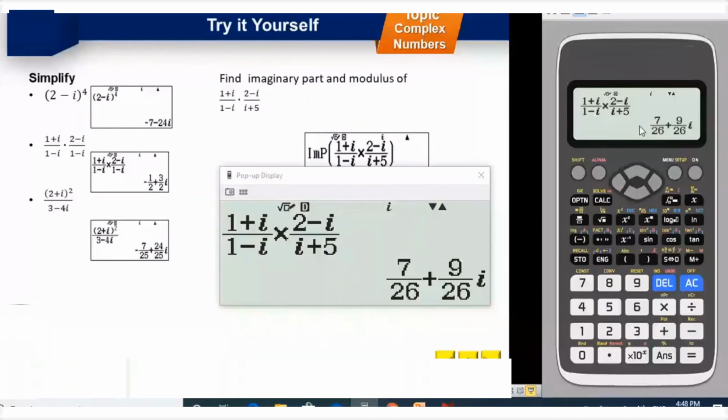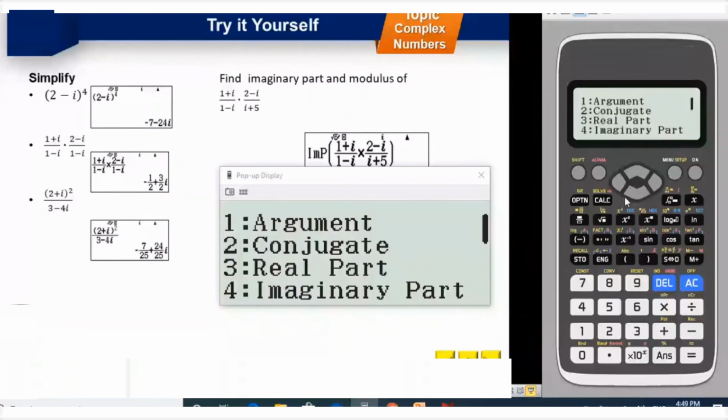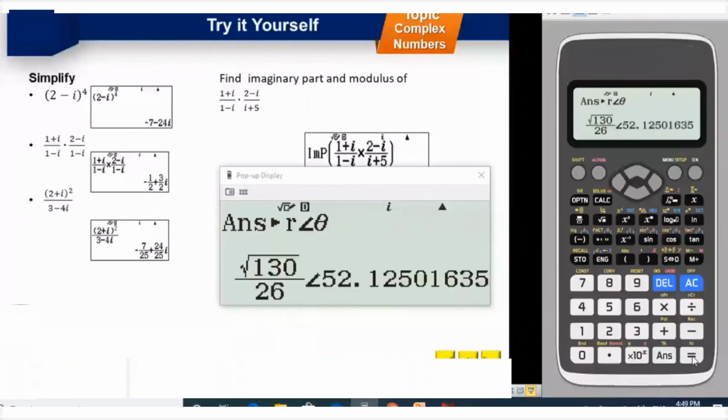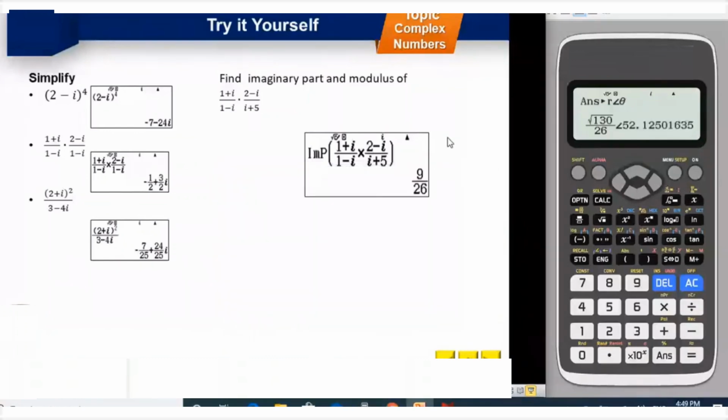And in order to find the modulus and the argument, you press option, you scroll down, you press 1, and you are done with it. So root 130 upon 26 is the modulus, 52.125 is the argument. I hope I'm clear. I hope everyone is understanding this.